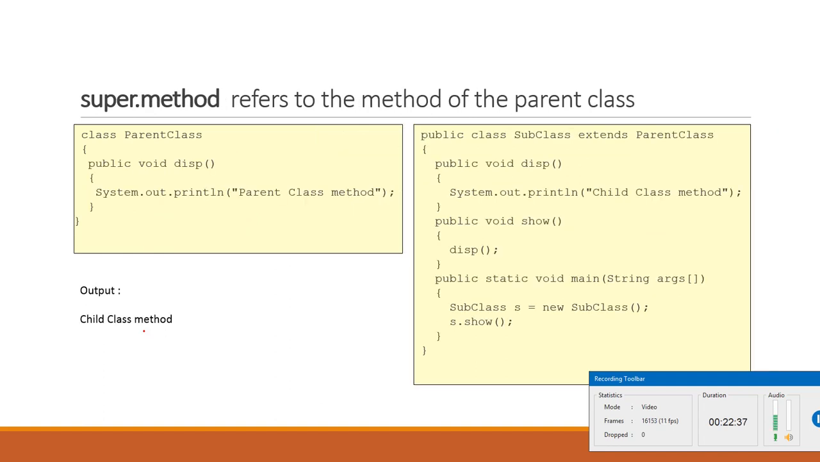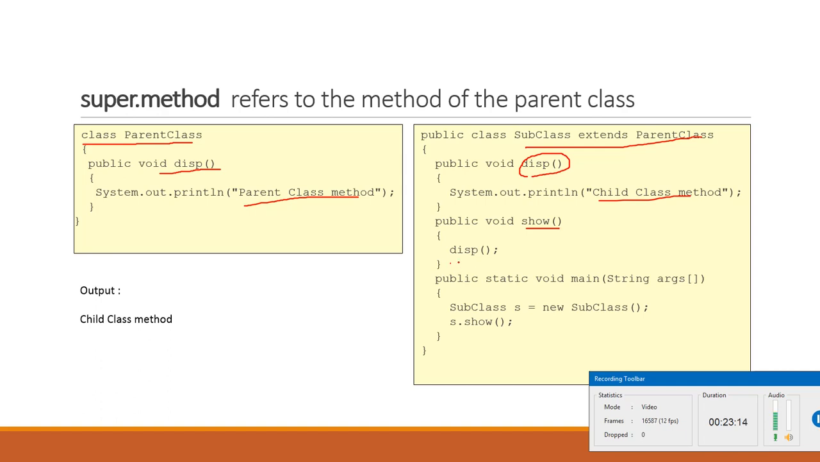Third use is super.method. In case of method overriding, if we want to display the method from the parent class, we use the super keyword. So let's quickly go over this program. This is a parent class. Parent class has a method disp and it is just printing parent class method. This is a child class, inheritance is there. So the parent class and the child class have the same method name which is disp and it is printing child class method. Child class has one more method named show.